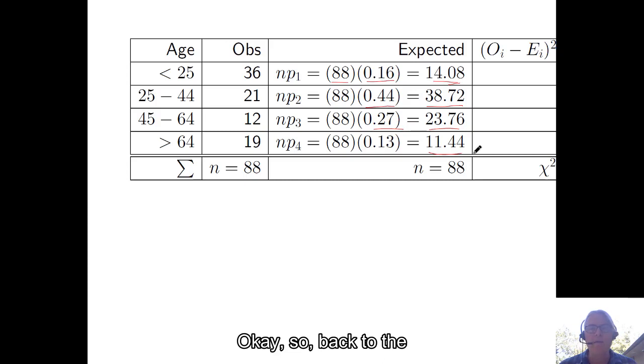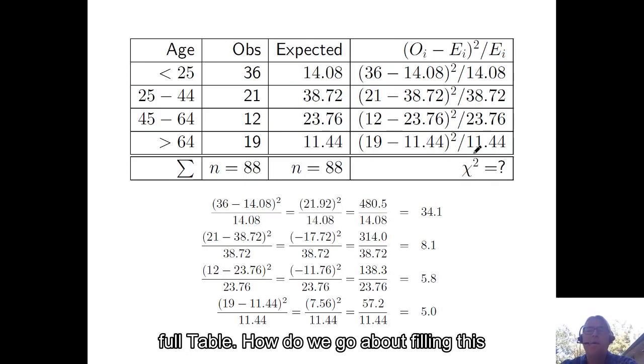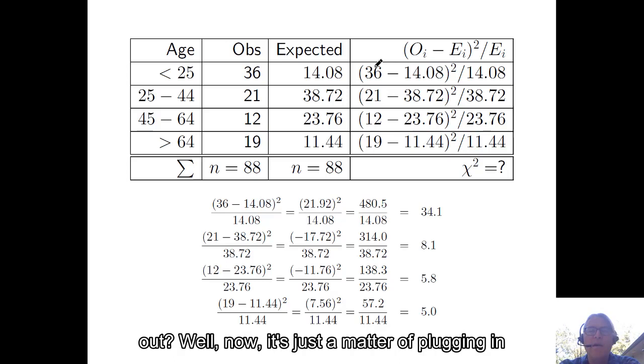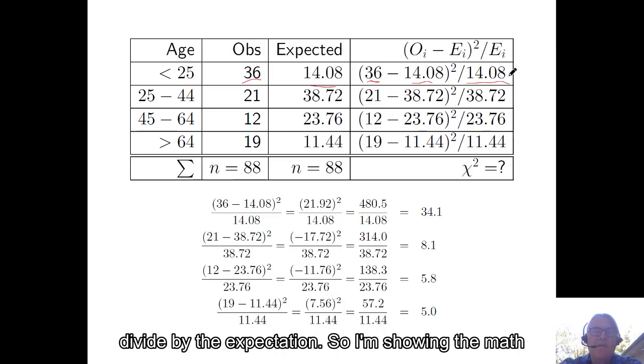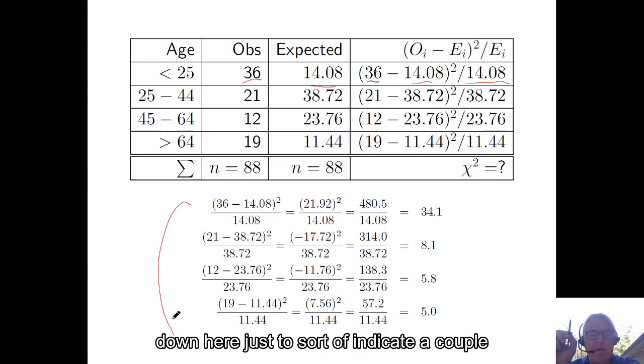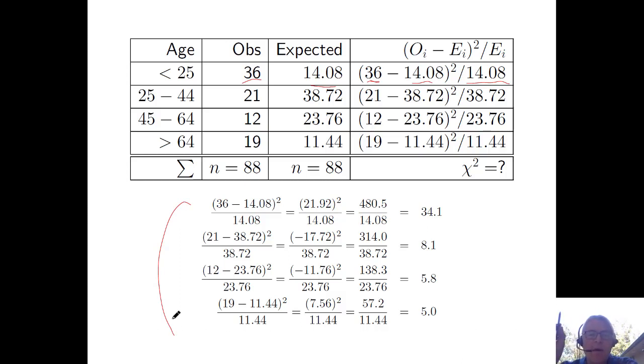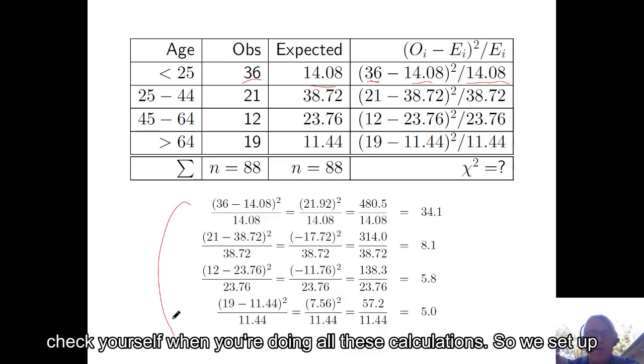Okay, so back to the full table. How do we go about filling this out? Well, now it's just a matter of plugging in. The observed is 36, so 36 goes there, minus the expected, 14, then we square that and divide by the expectation. So I'm showing the math down here just to indicate a couple of things that can help you check yourself when you're doing all these calculations.